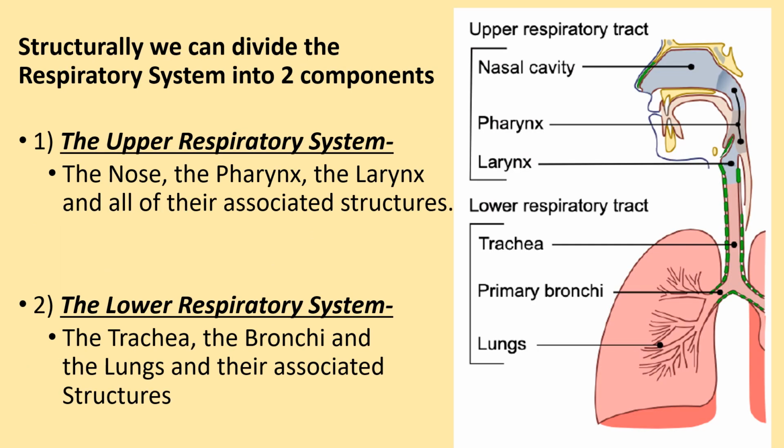Now, structurally, we can divide the respiratory system into two categories. We've got our upper respiratory system, and with that, we're talking about the nose, the pharynx, the larynx, and their associated structures. Now, a lot of people will just classify the nose and the pharynx as the upper respiratory, and they'll actually move the larynx down. I just like to split it because the larynx is right there, right beneath the pharynx. So it's all applicable. Our lower respiratory system, the trachea, the bronchi, the lungs, and all of their associated structures. So know what we find in our upper and our lower respiratory system.